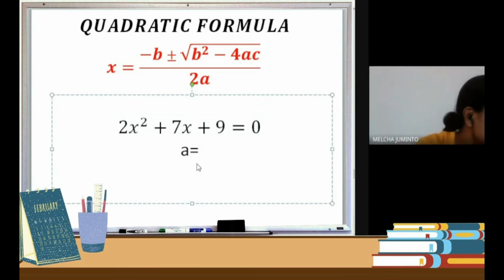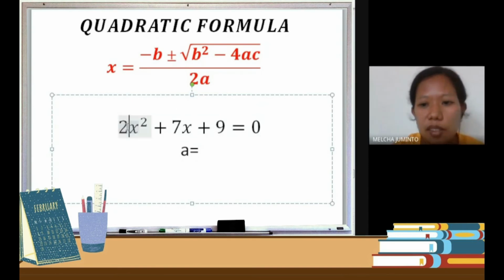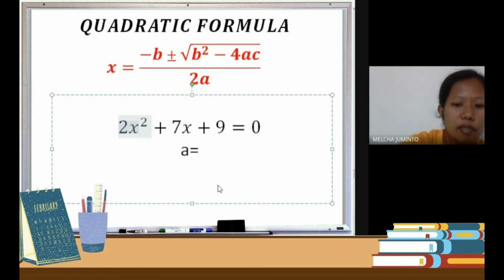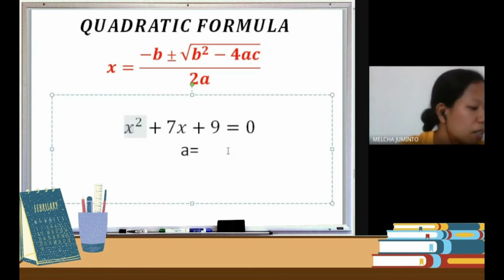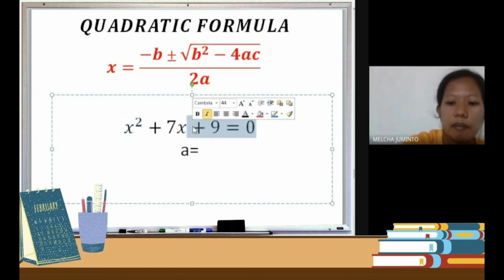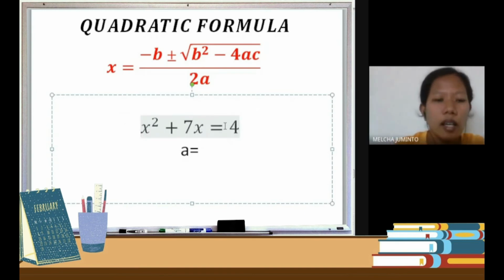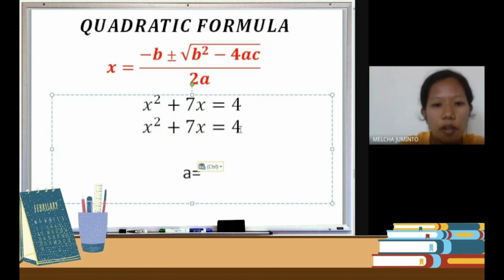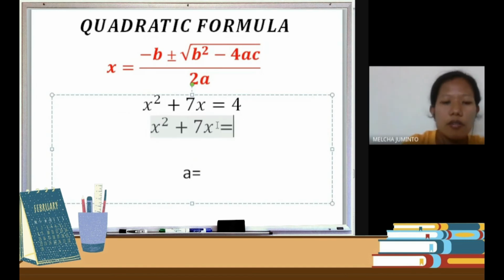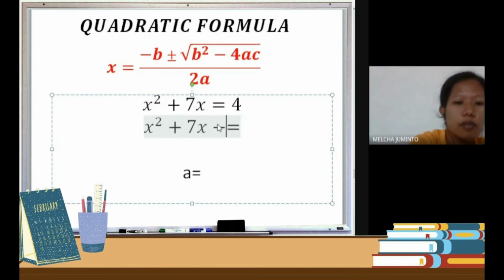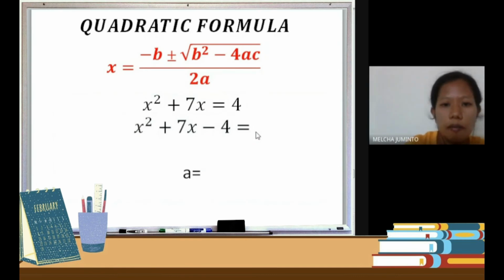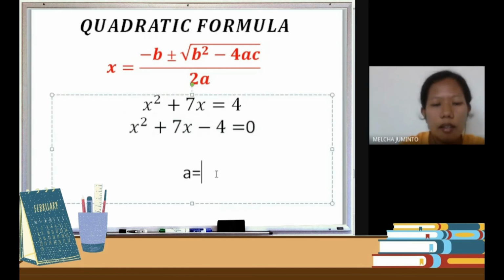Number 5 daw. Mas mahirap kasi yung number 5. Number 5 is x squared plus 7x equals 4. Ito yung problem. So the first step is to write it in standard form. So 4 will be transferred from the right to the left, maging minus 4 equals 0. And then identify the values of A, B, and C.